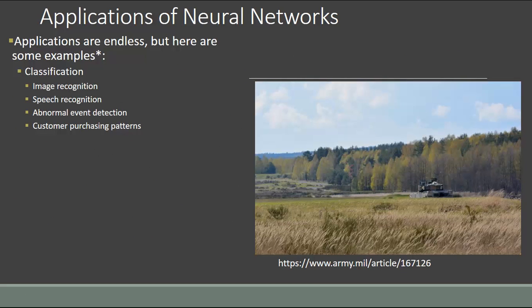Another example of a neural network could be customer purchasing patterns. Places like Amazon, for example, could track your purchases and put you into some category based on all the data you've given them, what things you're browsing on the internet, what things you might be inclined to buy.